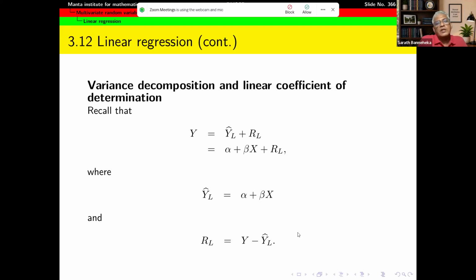So recall that we can write down y as y hat plus RL, because we define RL to be y minus y hat L. So y is equal to y hat plus RL. So y hat is equal to alpha plus beta x, right? And therefore you can have this part where y hat is equal to this one. And RL is equal to y minus y hat.